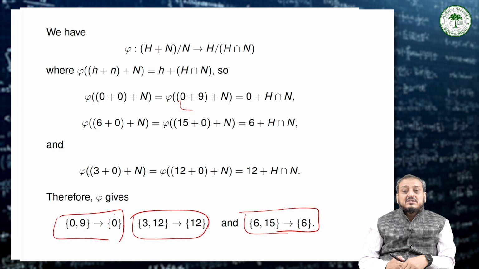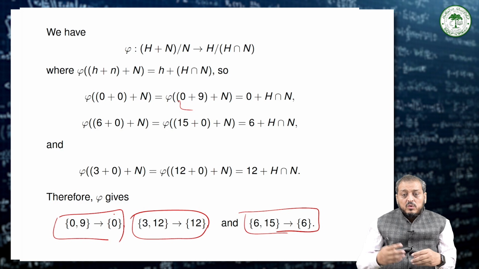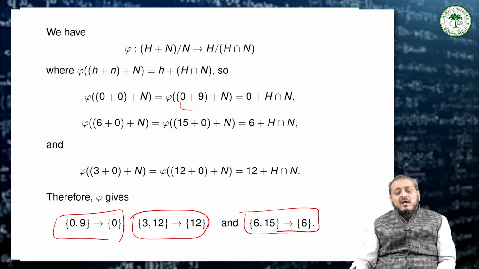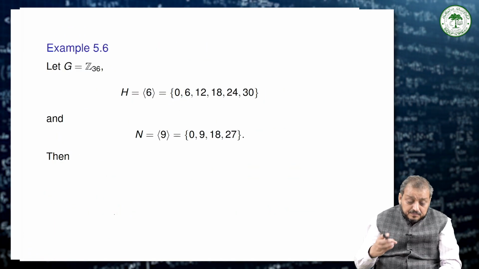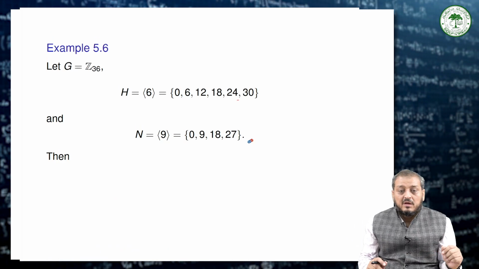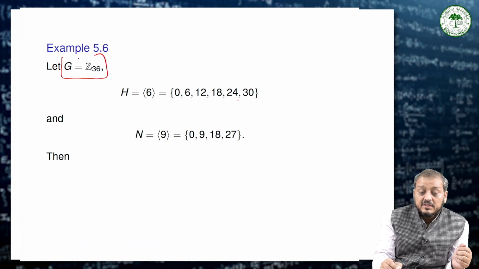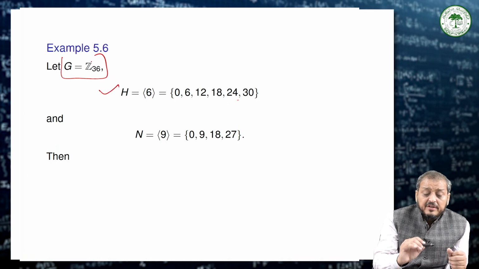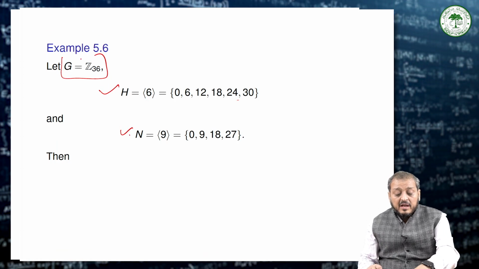Okay, so let us discuss one more example to clarify this. Here, in the previous example the intersection was equal to the identity, but now we try a different type of intersection. So we take a different example: G is equal to Z36, H is the subgroup generated by 6 under addition modulo 36, and N is the normal subgroup generated by 9 under addition modulo 36.